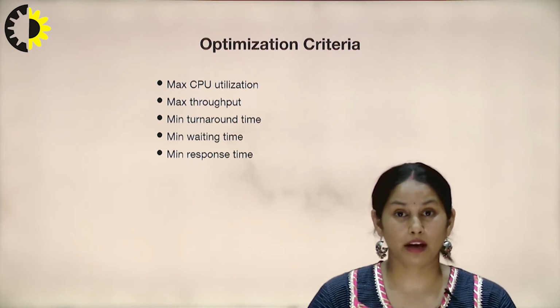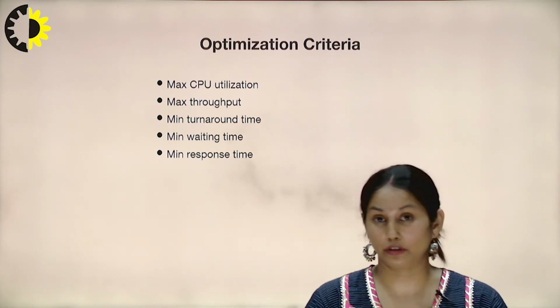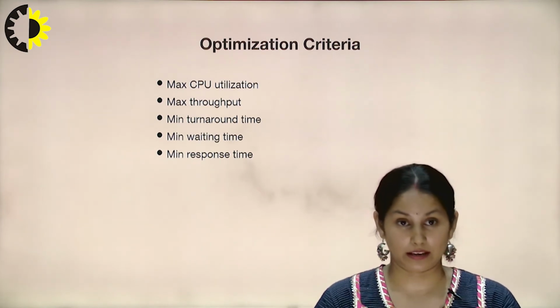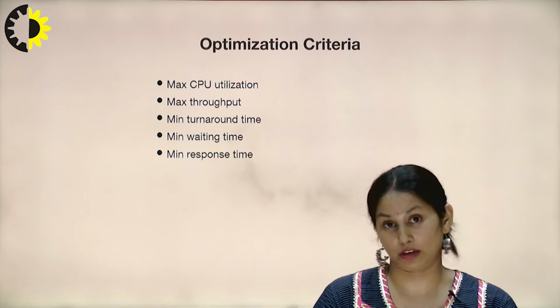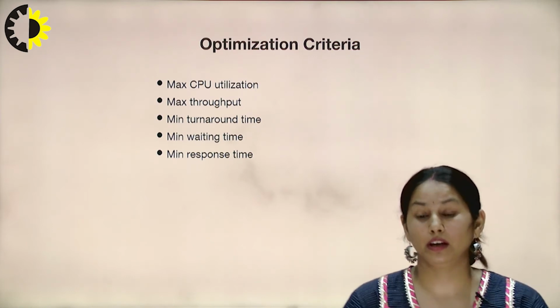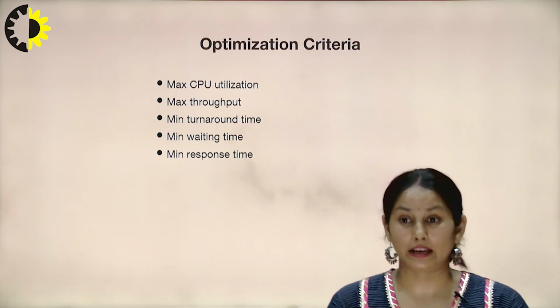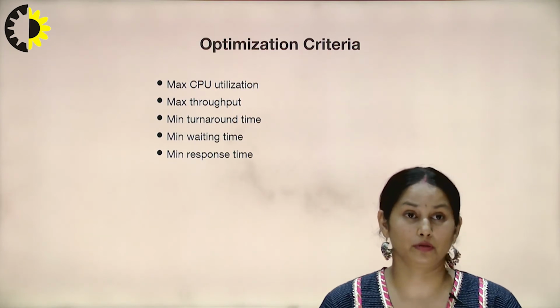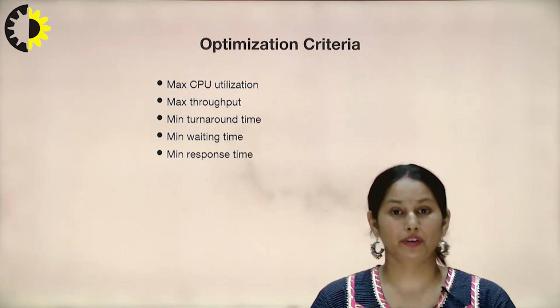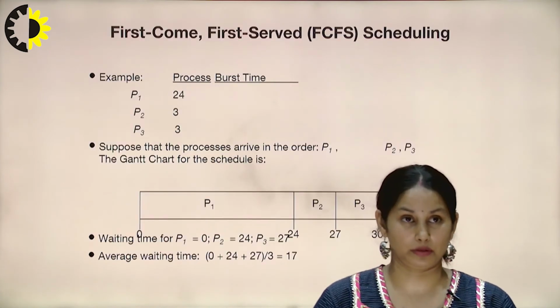Now I should be having minimum waiting time. My process should not wait for a longer time. And minimum response time, because this is the time the CPU is responding to the process. So these are the optimization criteria that we see whenever we are implementing the scheduling algorithms.